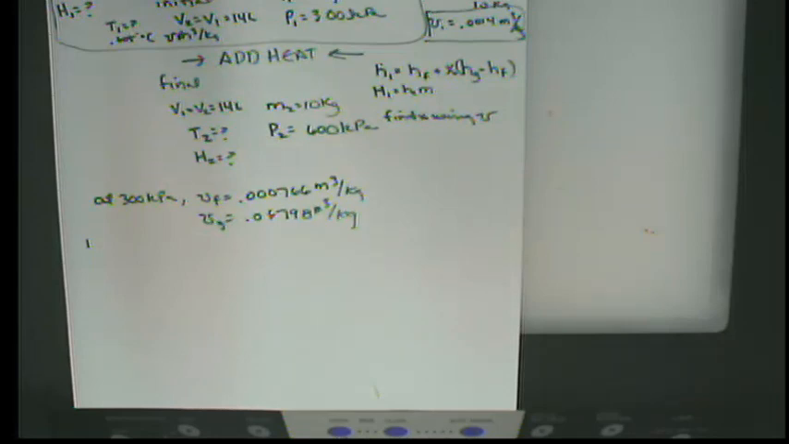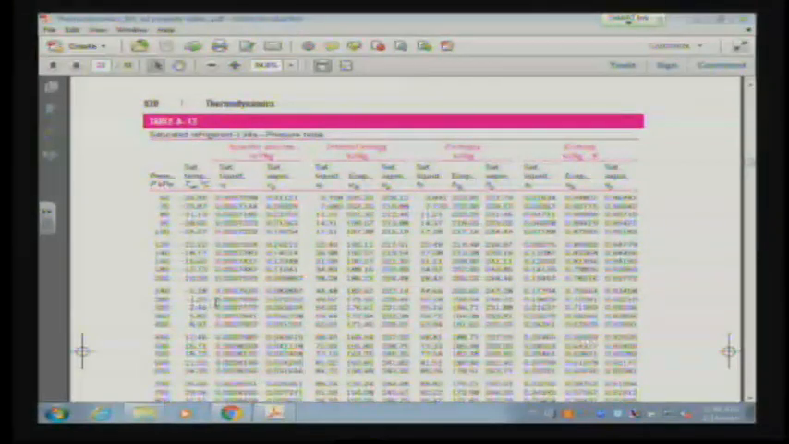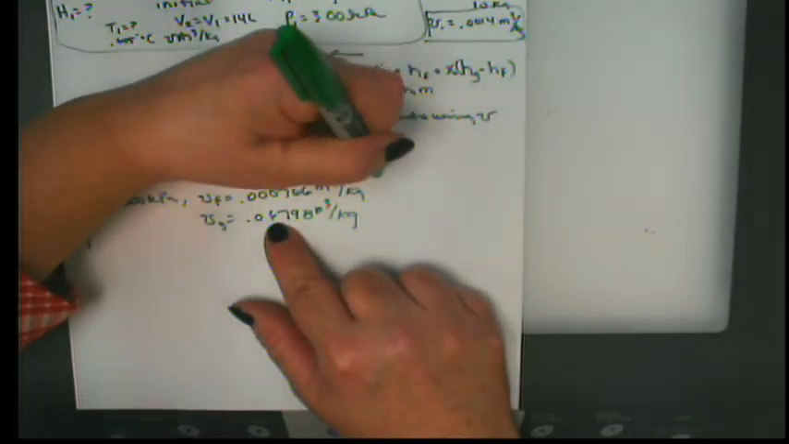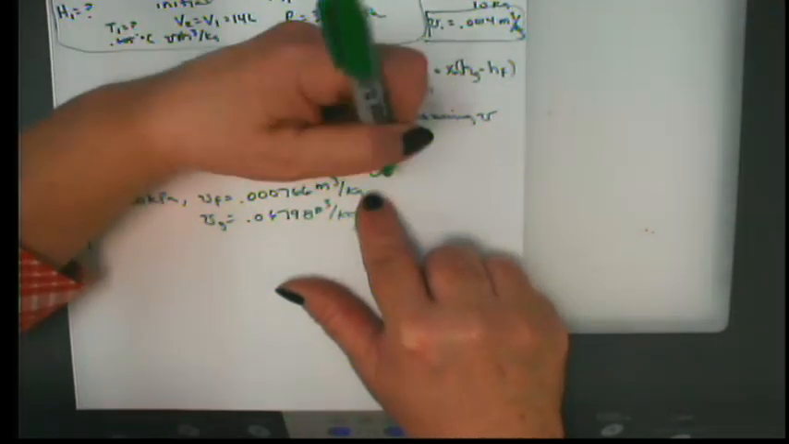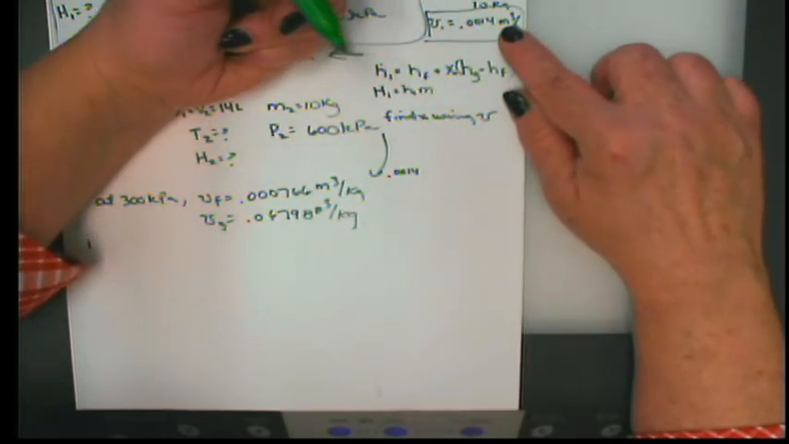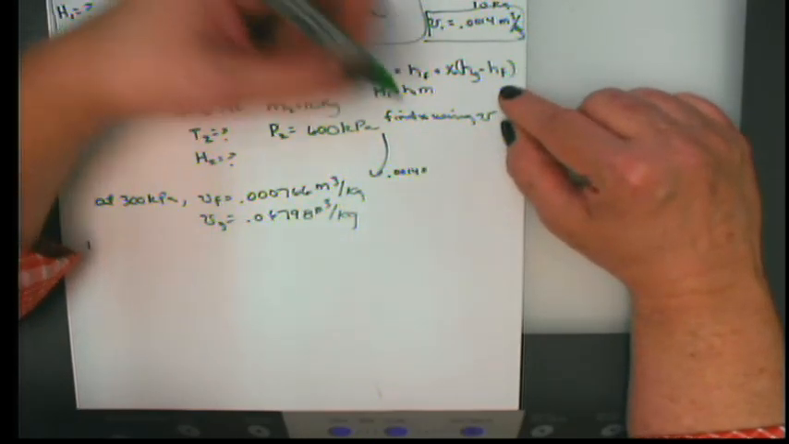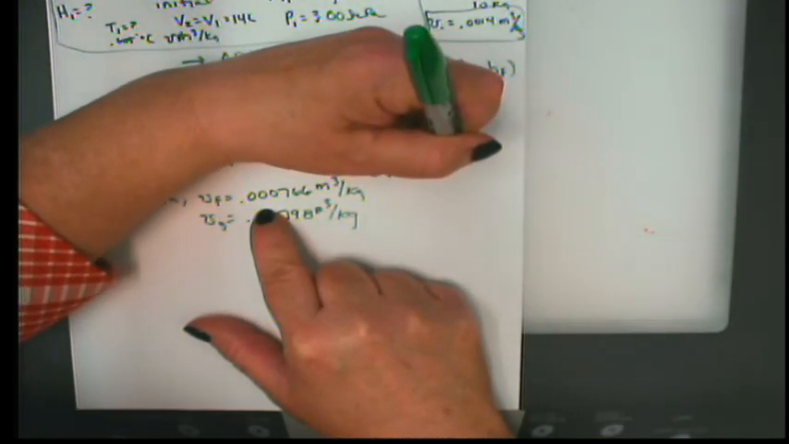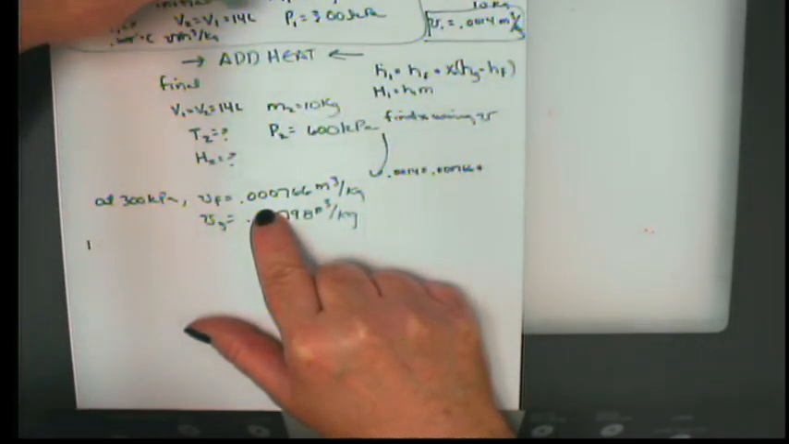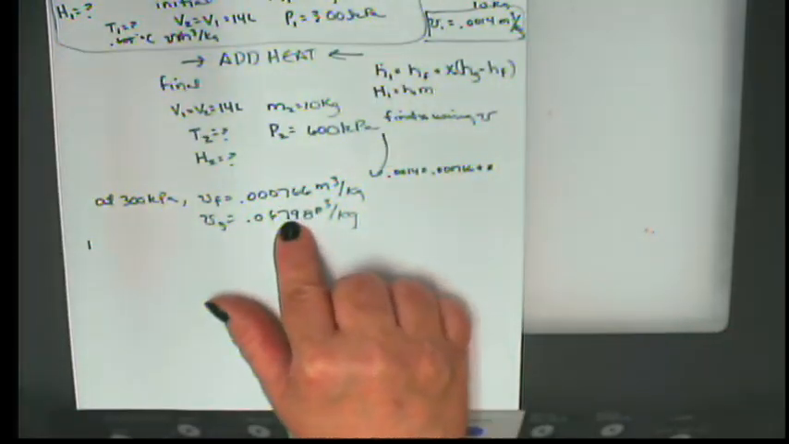All right, so let's do that. I'm looking at the tables again. We're in between the two values, so our V sub F value is in between these values, just like we calculated. Our V sub G value is in between those values. And so I'm going to say that 0.0014, which is my value of V sub F, or of V, excuse me, is equal to V sub F plus X times the difference between these two.